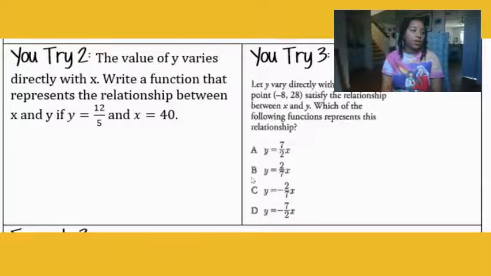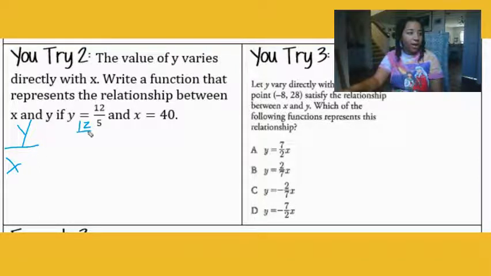So now, the value of y varies directly with x. Write a function that represents the relationship if y is 12/5 and x is 40. So remember, we're putting y over x like we did last time. Y over x, y is going to be 12 over 5 divided by 40.